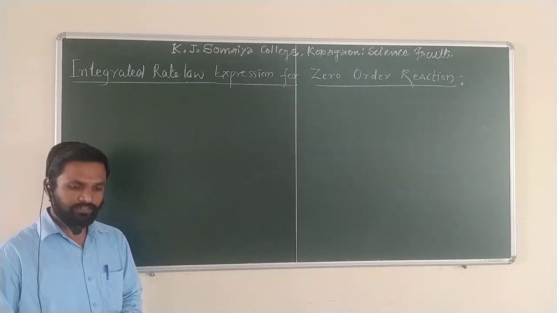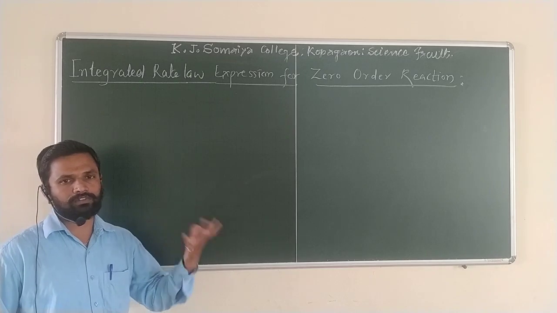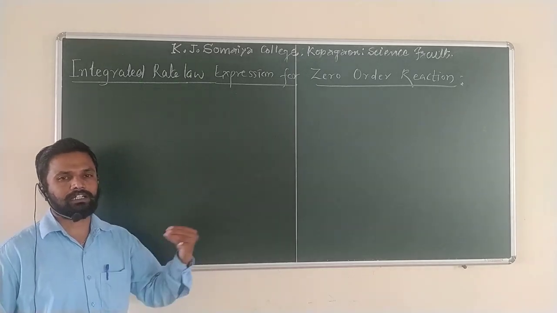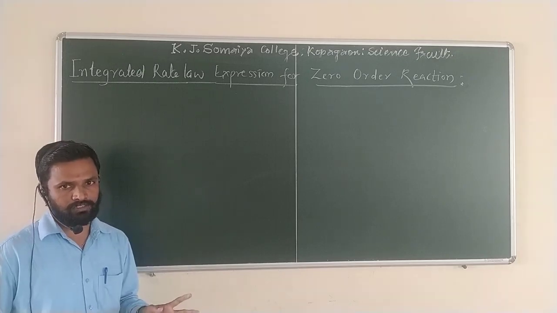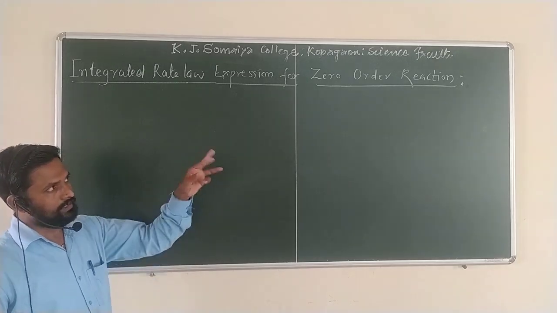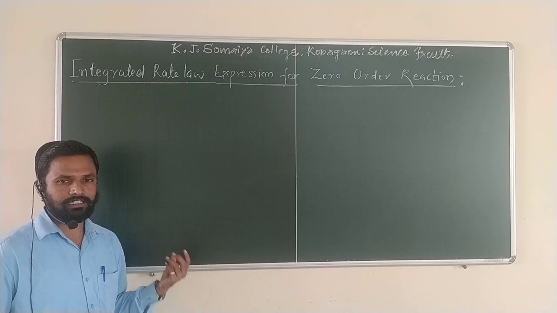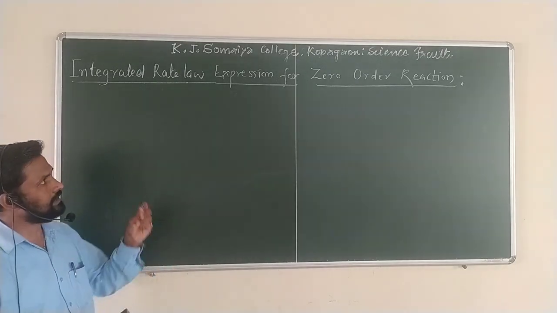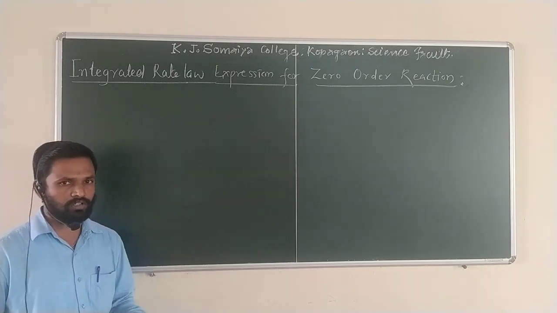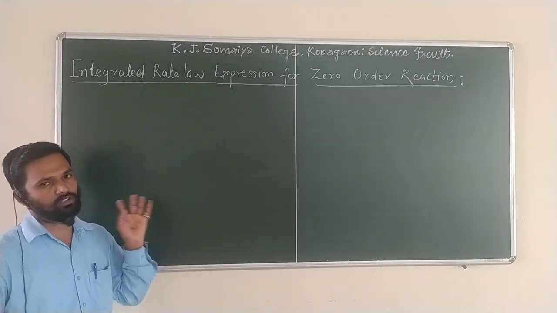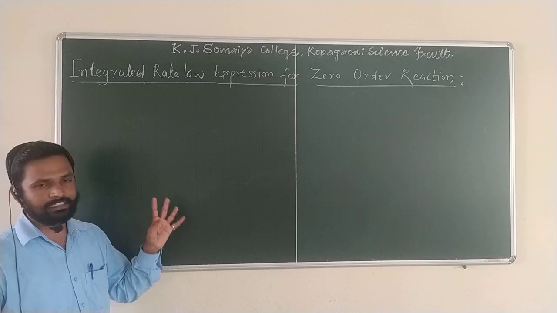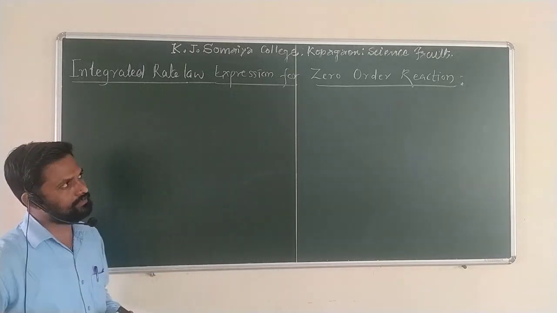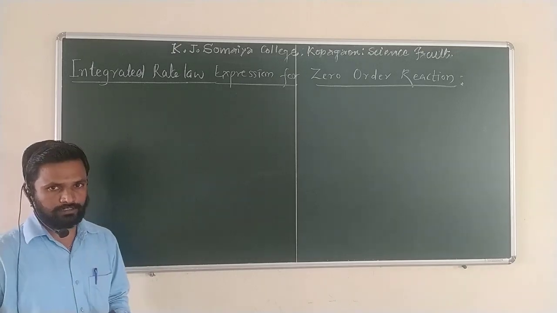We already studied in the previous lecture that the order of a reaction may be zero, may be fractional, or may be an integer. So in this topic, we have to study the integrated rate law expression for zero order, first order and second order. All these integrated rate law expressions we are going to study. First I will start with the zero order reactions.